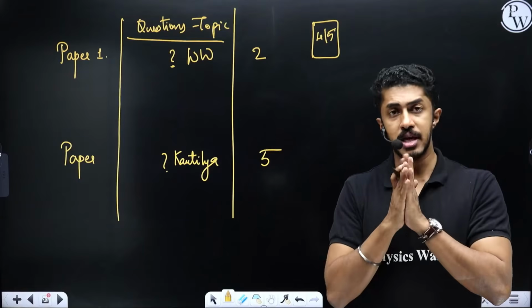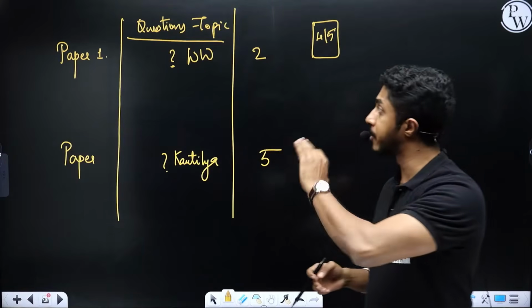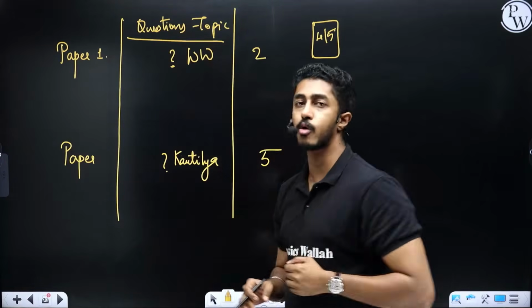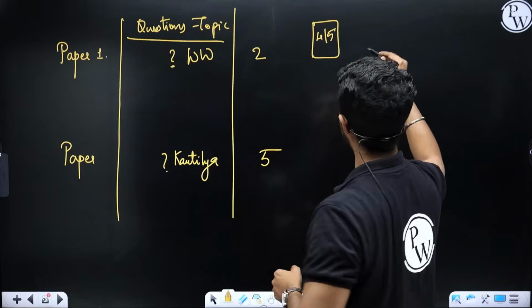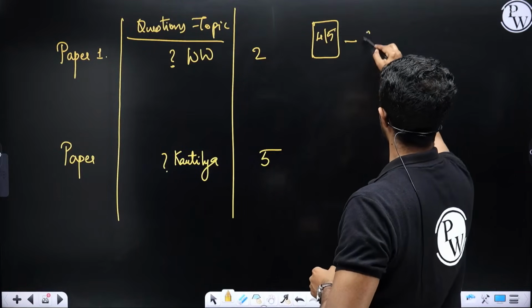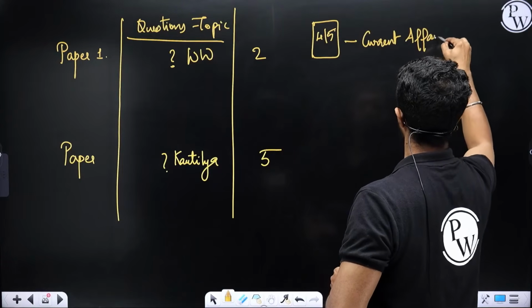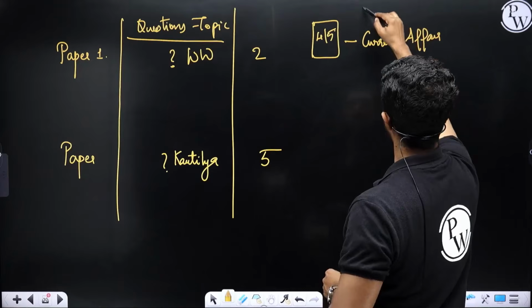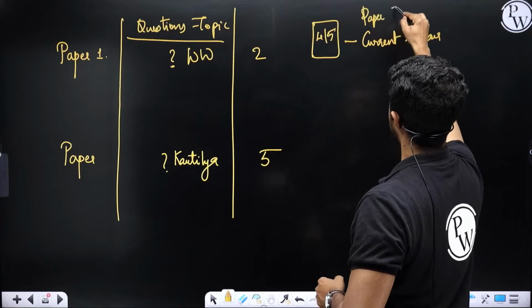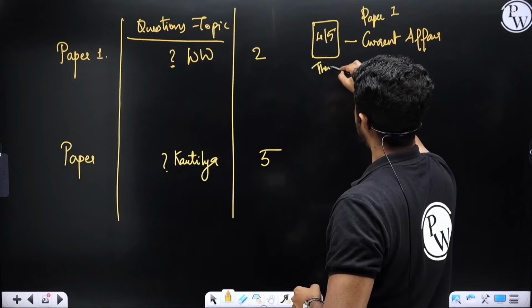Now, the challenging aspect is, when you write a paper 1 topic, let us say you're talking about Woodrow Wilson, when you prepare your content, you should interlink it with current affairs. This is how you will prepare paper 1: the theory with the current affairs.